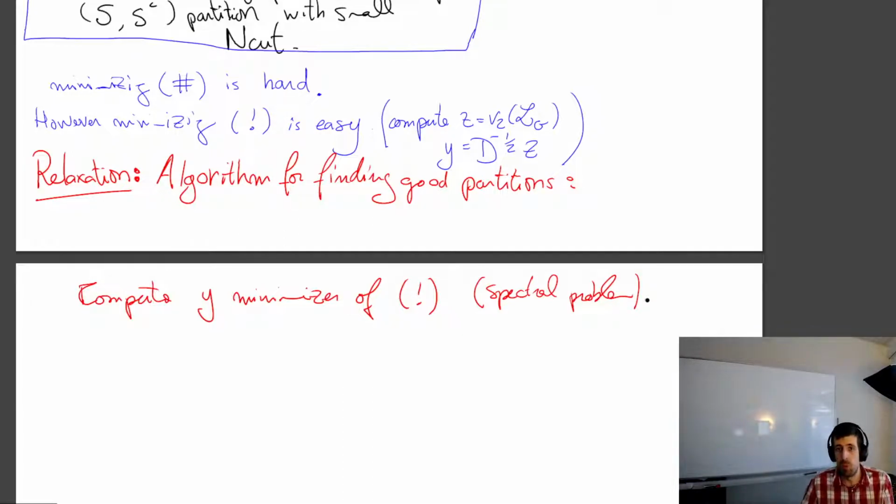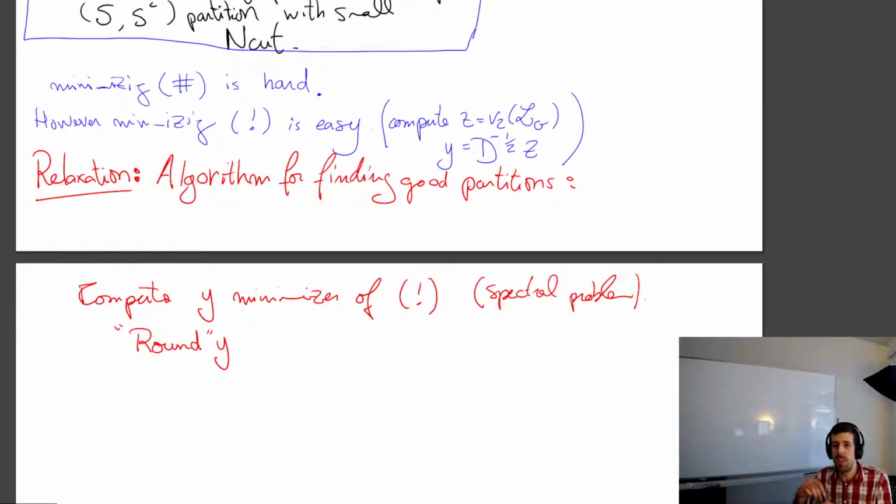Okay, now this unfortunately will not have only two values, so you need to round y. What do I mean by round y? I grab the entries of y, and I look at the small ones and make them be set S, and the big ones I make them be S complement.